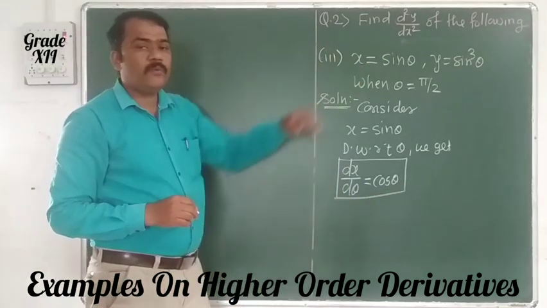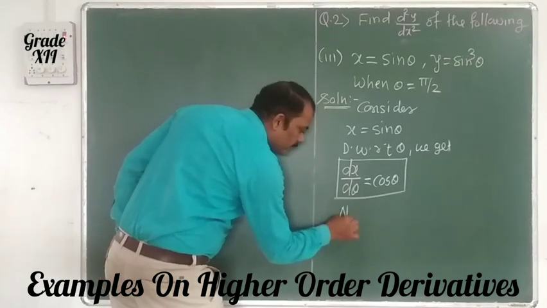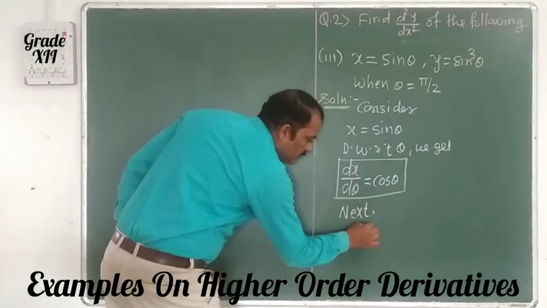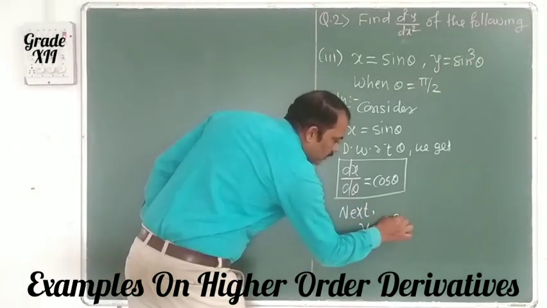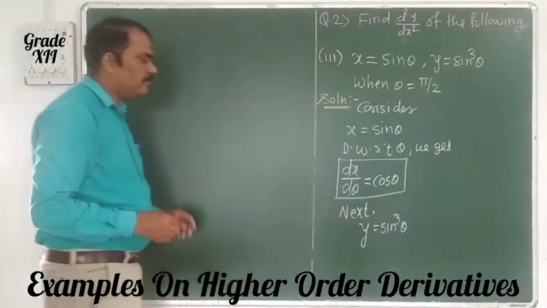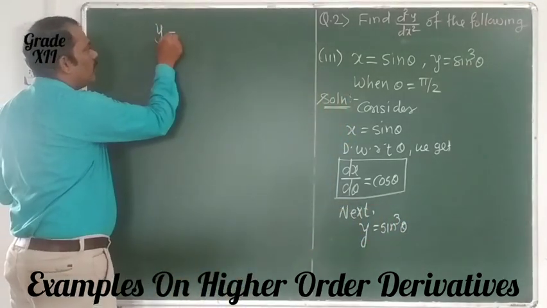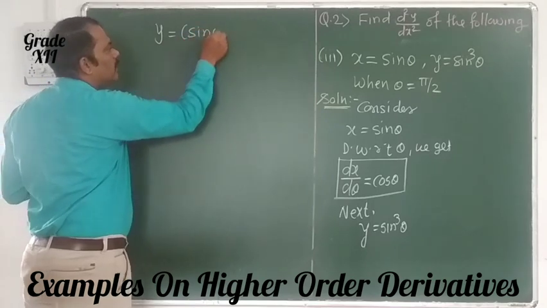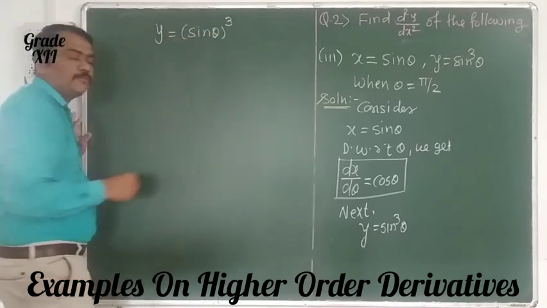Afterwards, we have to consider y is equal to sine cube theta. We can write sine cube theta as y is equal to sine of theta, bracket cube.